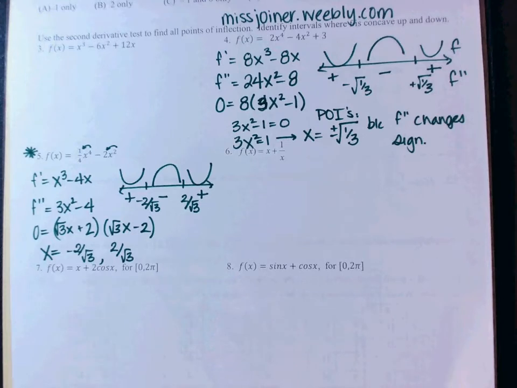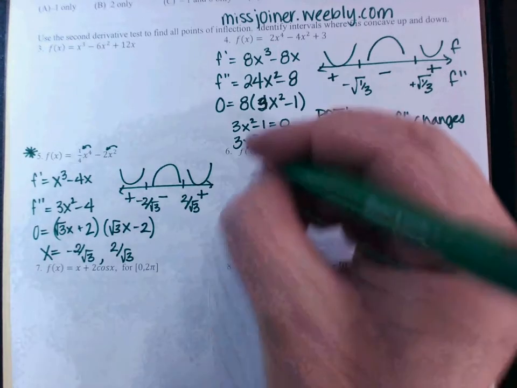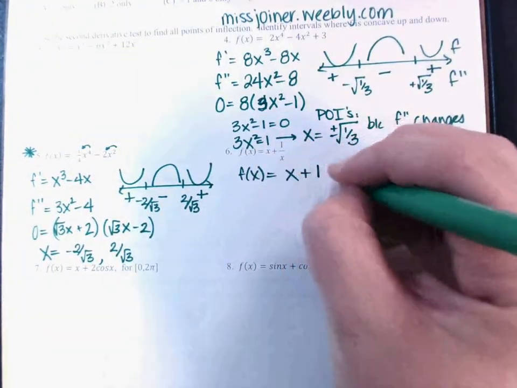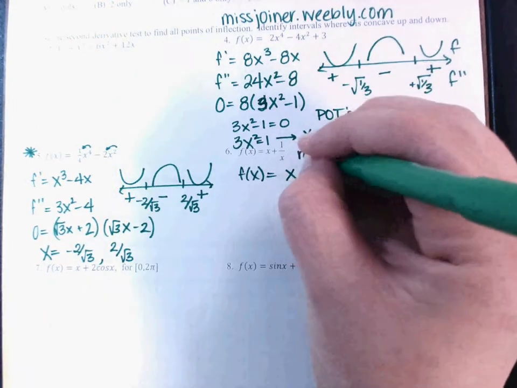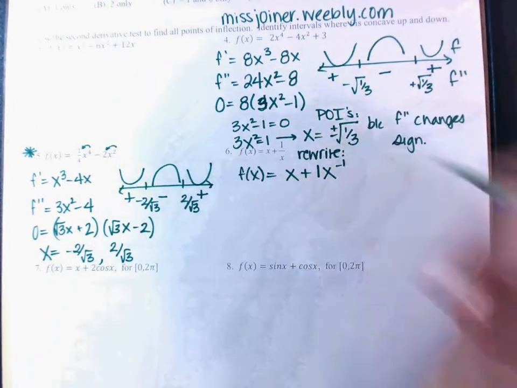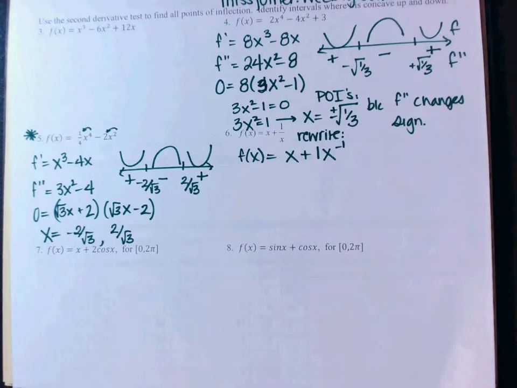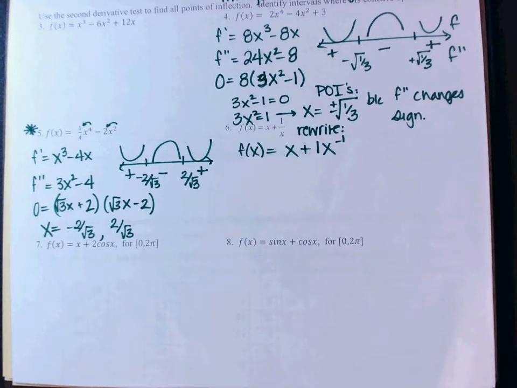I guess we can do number 6. Number 6 is going to be a little bit harder, but we did several like it in your notes on Friday. So what would you have to do first to be able to take the derivative of number 6? You would have to rewrite it. X plus 1x to the minus 1. Okay, remember, you do not want to do quotient rule unless you have to. So if I can rewrite that as x to the negative 1, that's better.